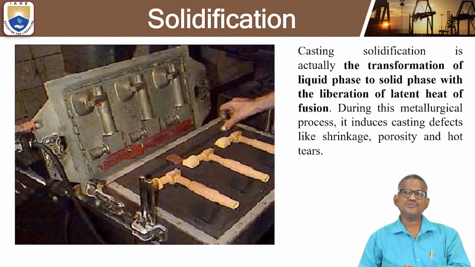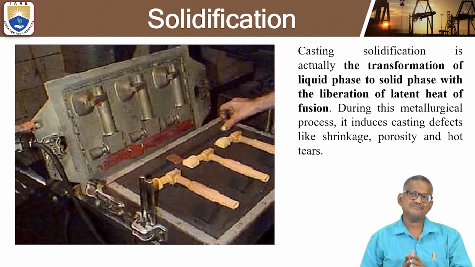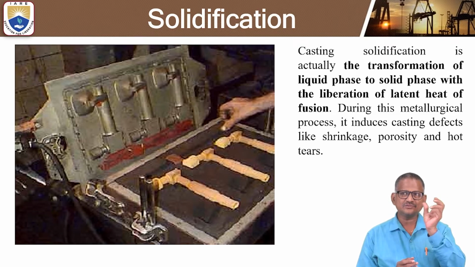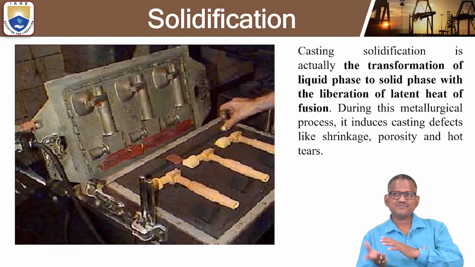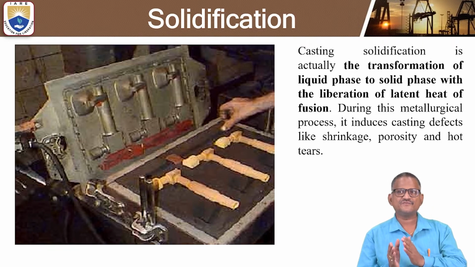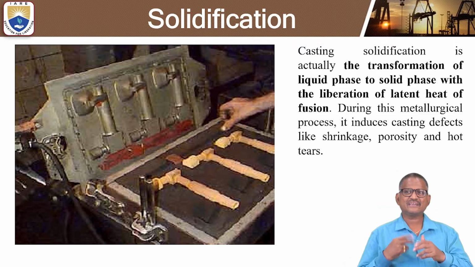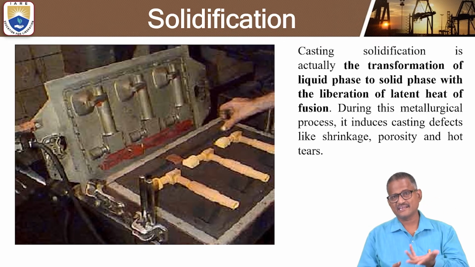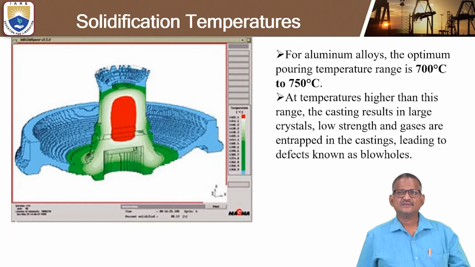Next, look at the solidification. Why are you going to have this solidification? Casting solidification is actually the transformation of the liquid phase to the solid phase with the liberation of latent heat of fusion. So during this metallurgical process, some casting defects like shrinkages, porosity, and hot tears will occur. Now let us see the solidification temperatures.